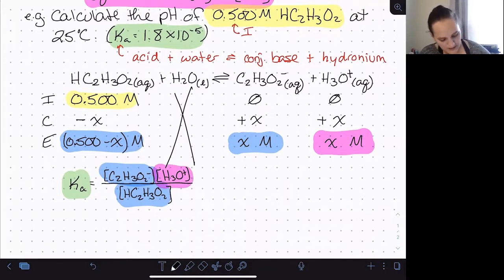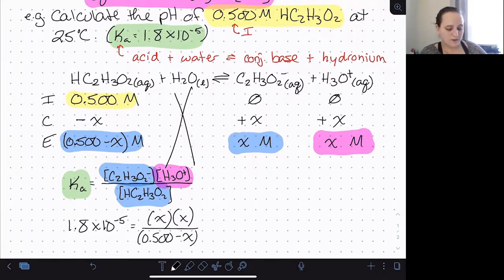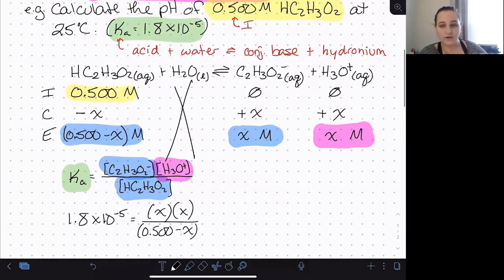So for the Ka, we have 1.8 times 10 to the minus 5th. The concentration of acetate is x. The concentration of hydronium is x. And the concentration of acetic acid is 0.5 minus x. So from here, we could do the quadratic equation and go through all the math and get our answer that way.